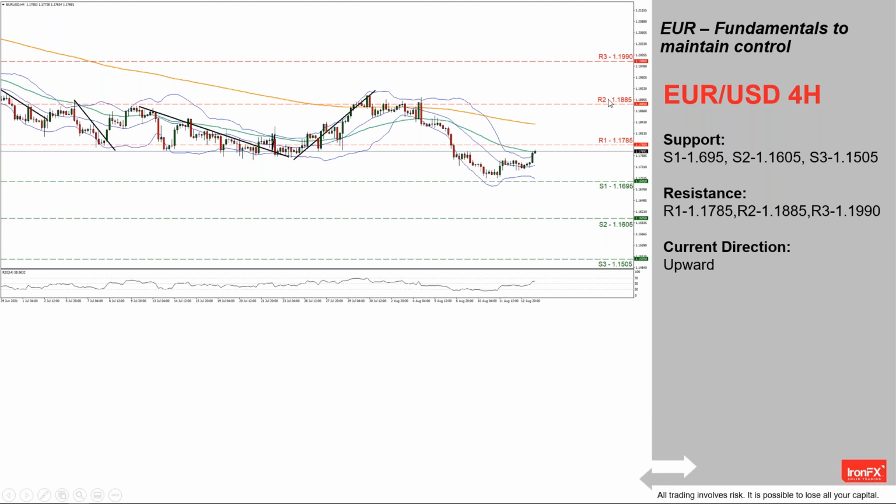Higher than that, we would highlight the 1.1885, which was able to cap the pair's upward movement from the 29th of July until the 4th of August. However, it had also some touches in earlier stages. And even higher, we would highlight the 1.1990. To the downside, we would note the 1.1695, the 1.1605, and lower than that, the 1.1505.